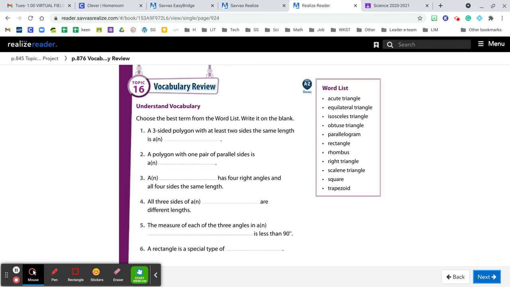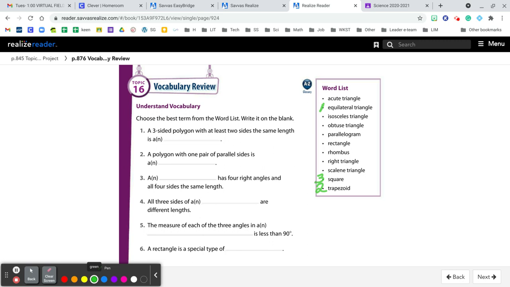All right, now we're going to review some vocabulary on page 876 of your workbook. Choose the best term from the word list, write in the blank. A three-sided polygon with at least two sides the same length is an isosceles. So that's number one. A polygon with one pair of parallel sides, just one pair of parallel sides, is a trapezoid. A blank has four right angles and all four sides the same length, and that would be our square.